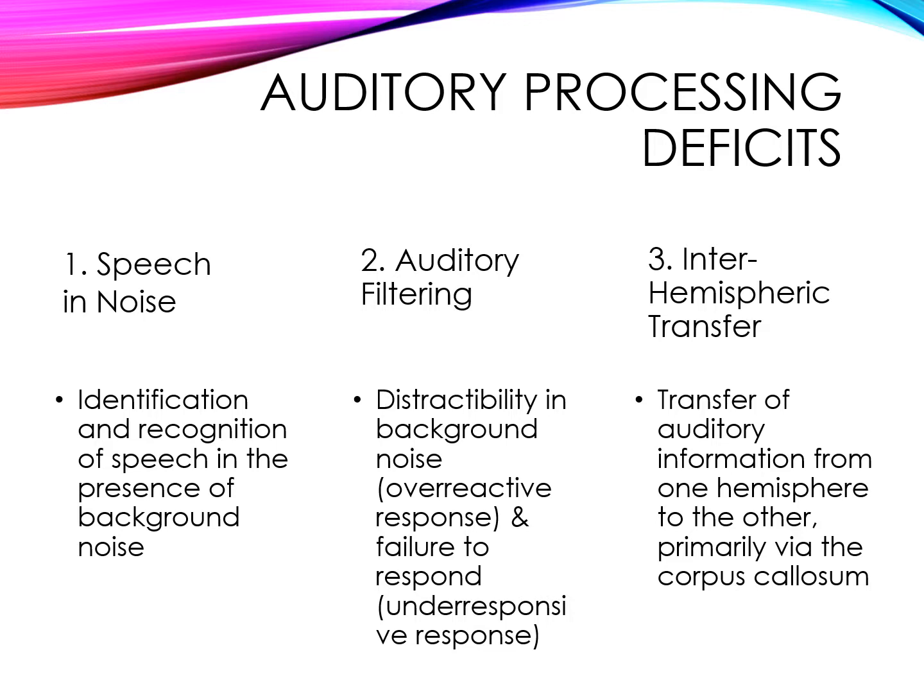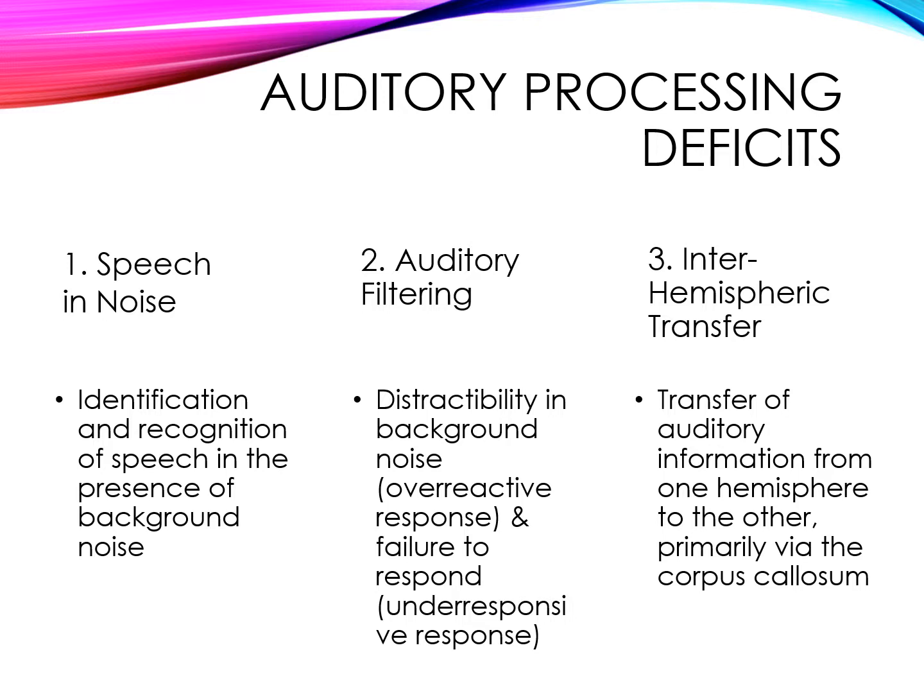So the first is speech and noise. This is the identification and recognition of speech in the presence of background noise. I think this is the one that most people think of with auditory processing. It's definitely a very functional and very widespread auditory processing difficulty. The second area is auditory filtering. This is looking at a person's distractibility in background noise or their overreactive responses, and then any failure to respond, which is their responsive response to stimuli.